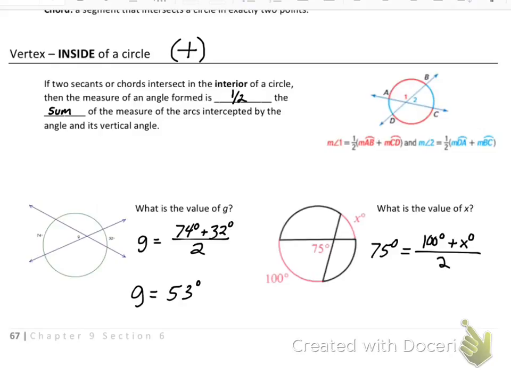Now I just need to solve for x, which means I need to get rid of that 2 on that side. The only way to get rid of that 2 is to multiply by 2, and that turns to 1. But what I do to one side, I have to do to the other side, so that's going to be 2 times 75. That gives me 150 equals 100 degrees plus x. Now I just need to get rid of that 100, and I'm done. So let's subtract both sides by 100. And we are going to see that 50 degrees equals x, or x equals 50 degrees.